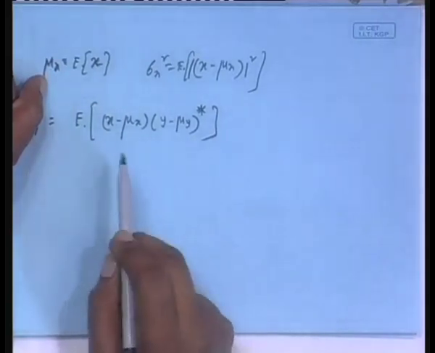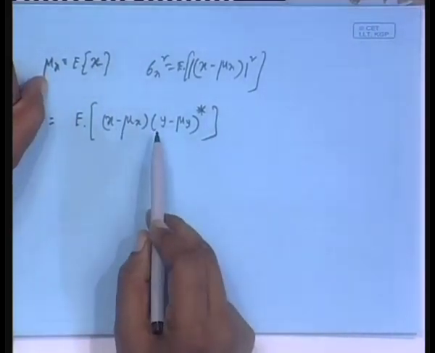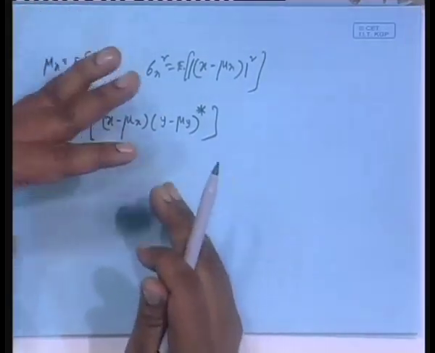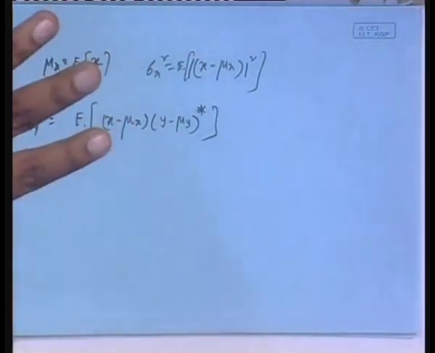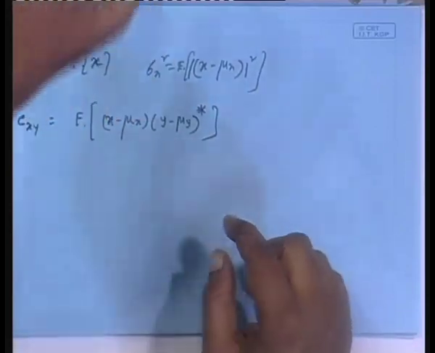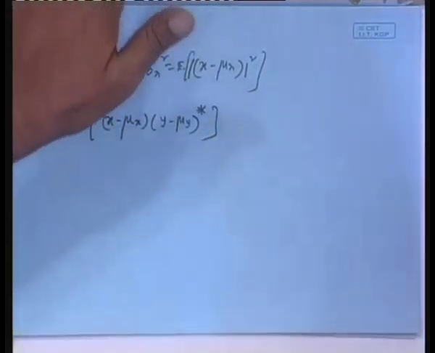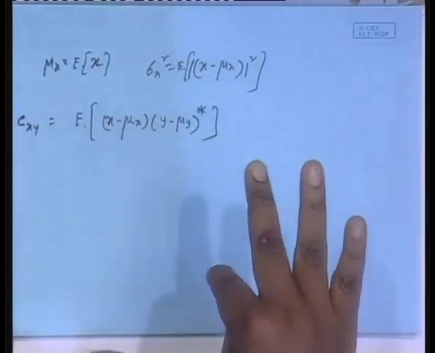What is the meaning of this? If this quantity is high, suppose x and y are very much related to each other. When x is going above its mean, y is also going above. So both the differences are positive, positive into positive. Or when x is falling below the mean, y also falls below the mean, they are hand in hand. So both negative differences, again the product is positive.